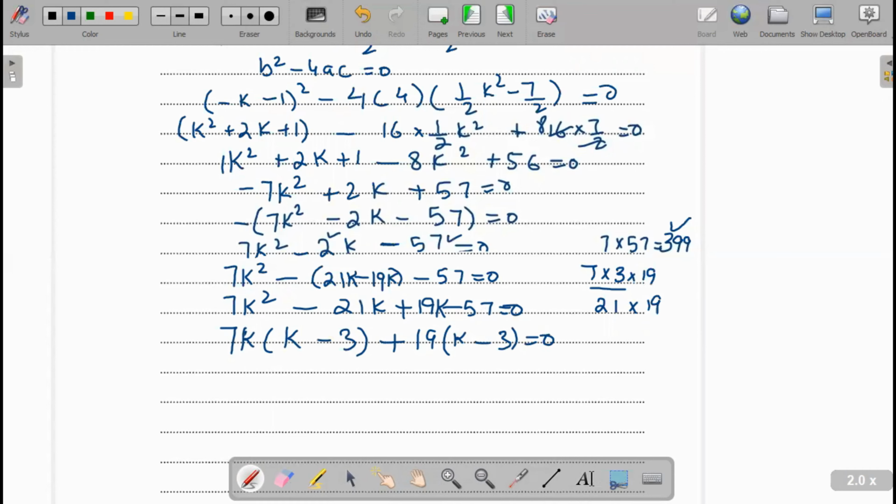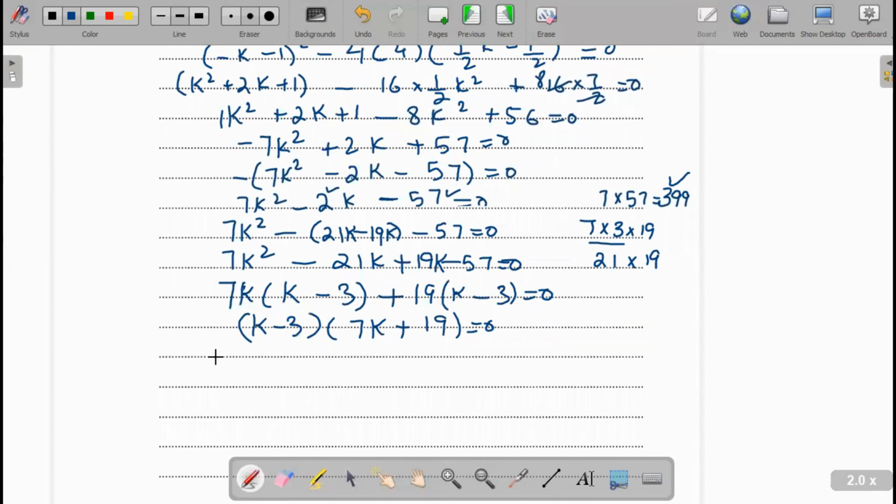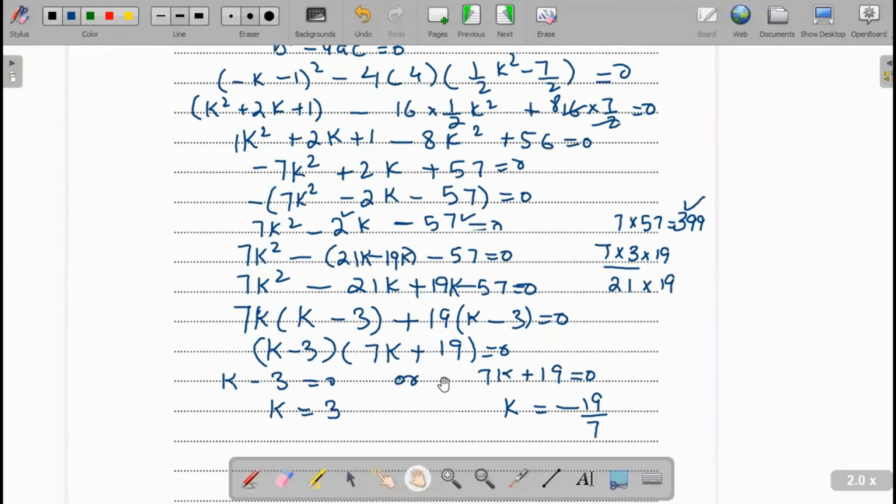Now (k minus 3) times (7k plus 19) is the answer. Either k minus 3 equal to 0 or 7k plus 19 equal to 0. That is k equal to 3, and k will be equal to minus 19 over 7. The answer is 3 and minus 19 over 7.